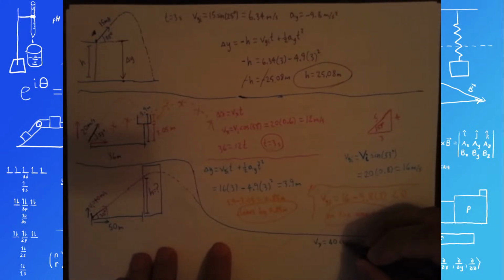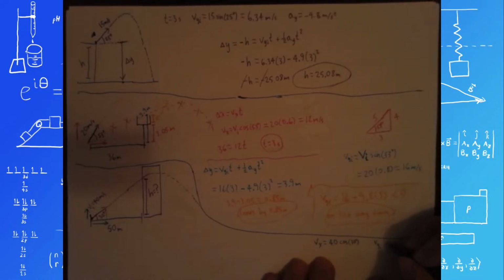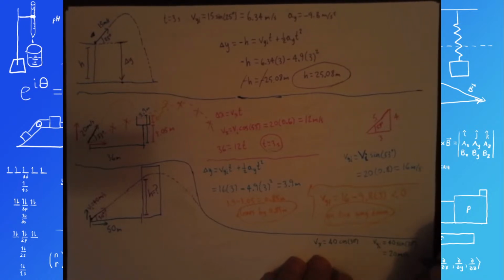So Vx is 40 cosine of 30 degrees, and then Vy initial is 40 sine of 30 degrees. Sine of 30 I can do without my calculator. Sine of 30 is just 1/2, and 1/2 of 40 equals 20 meters per second.